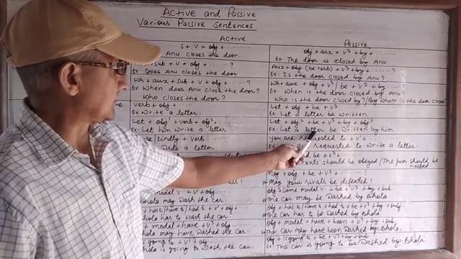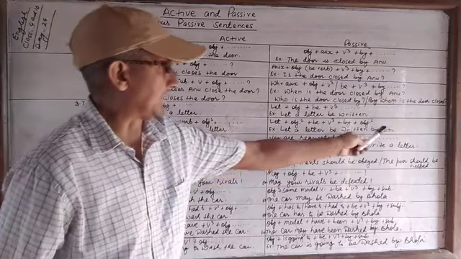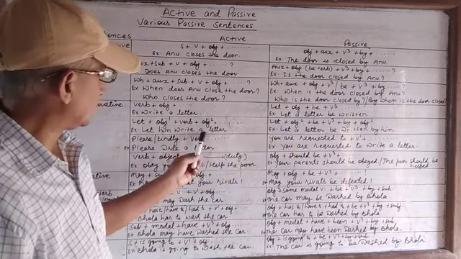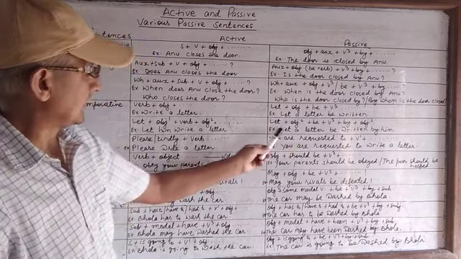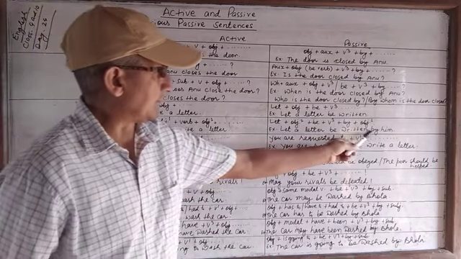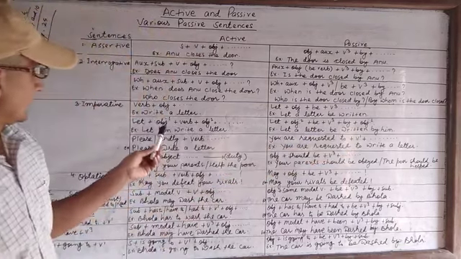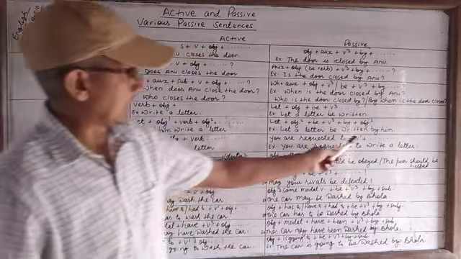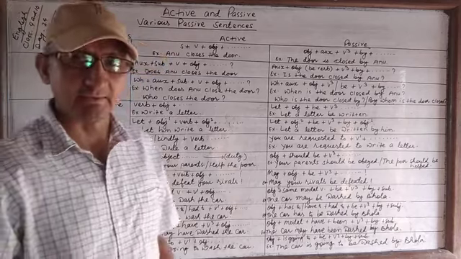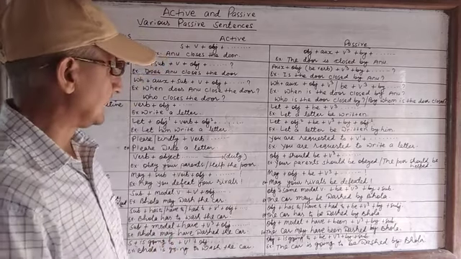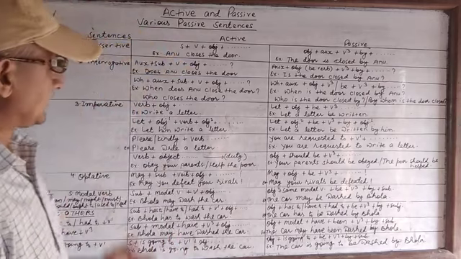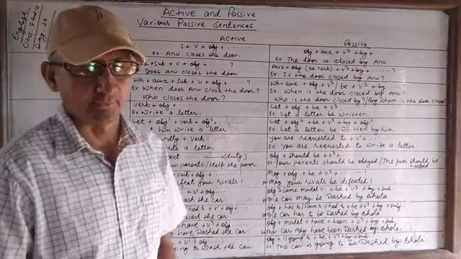Let a letter be written by him. Here, a letter is the second object. By him is the first object, and the first object we write at the end, as a subject in the imperative sentence in the passive form.